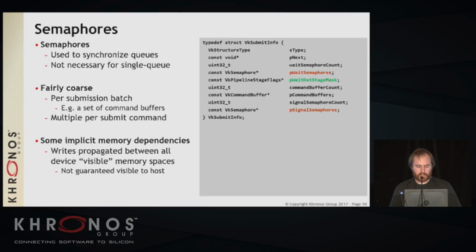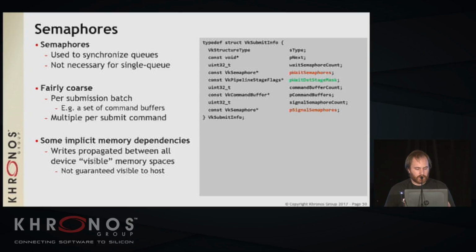So semaphores are used to synchronize queues. These are my first coarse synchronization primitive. Now, these are not necessarily needed if you're just doing stuff on a single queue, with some exceptions. If you are using presentation, it is kind of an exception, even though you might have a queue family that supports both rendering and presentation, the operations are distinct. So if you're doing submit, submit, submit, you don't need them. But if you're doing submit, present, submit, you would need them. So it's sort of more tied to the queue command that you're using.